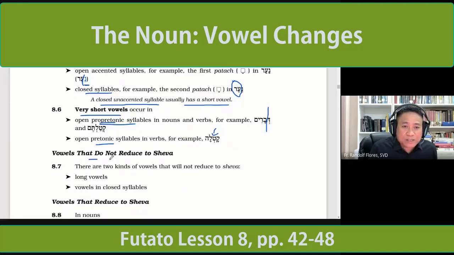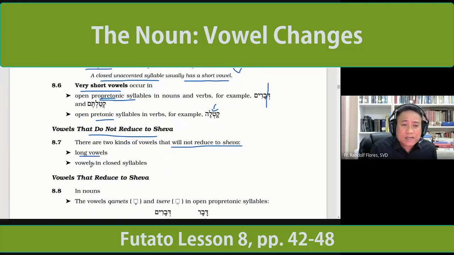Vowels that do not reduce to shewa. There are two kinds of vowels that will not reduce to shewa: the long vowels and vowels in closed syllables. These are just reminders that I will go back to later.